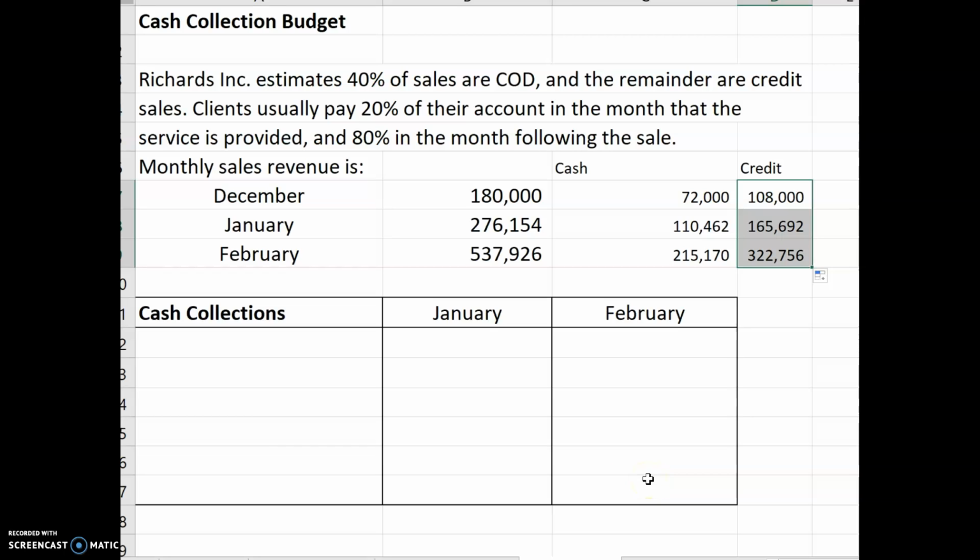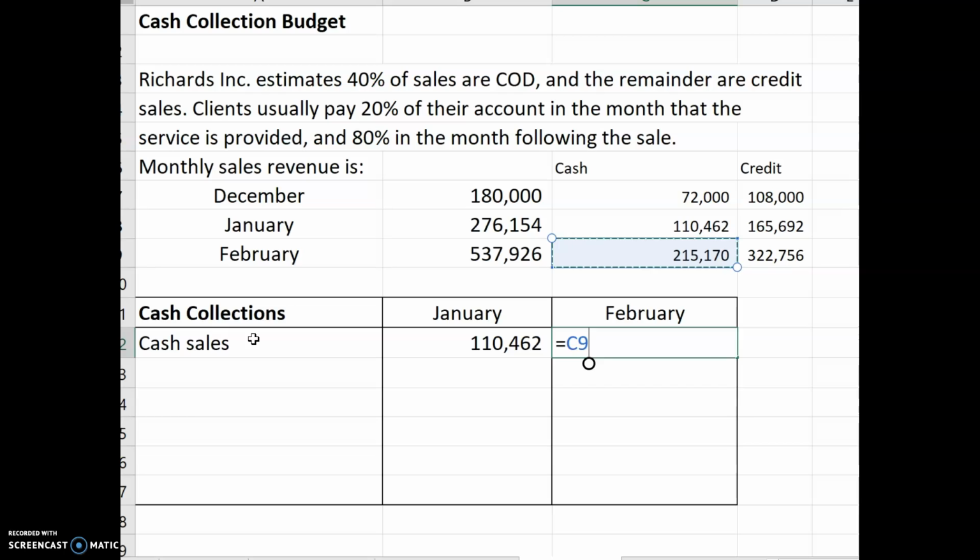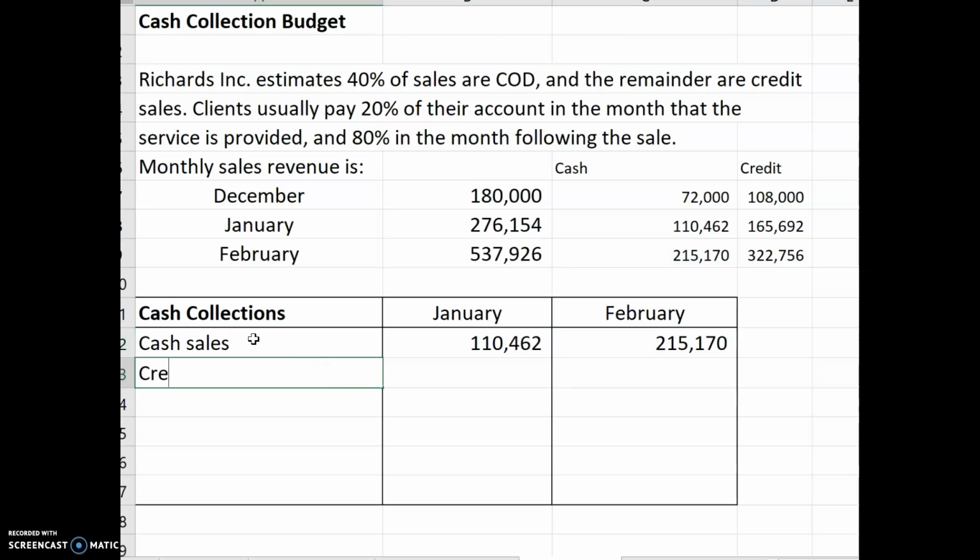They say clients usually pay 20% of their account in the month that the service is provided, 80% in the month following the sale. So in January and February, we'll be getting all of the cash sales. Right? So 110 is the cash sales in January. 215 is the cash sales in February. And then we got to figure out when will the credit sales come in. So we're saying 20% is received in the current month, and then the other 80% is being received in the next month.